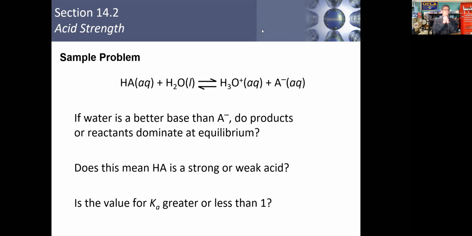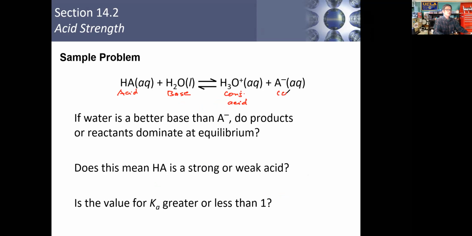Let's take a look at this one here. We have this particular generic acid. What we're told about this is that water is a better base. Let's practice some more. In this particular reaction, this is our acid, this is water's function as a base here, and this is our conjugate acid.